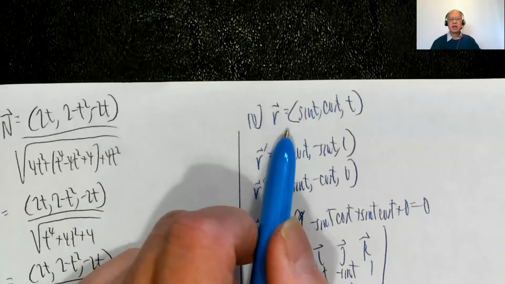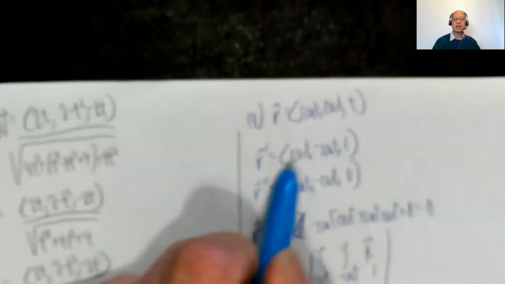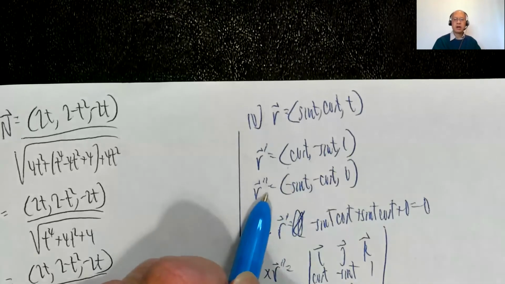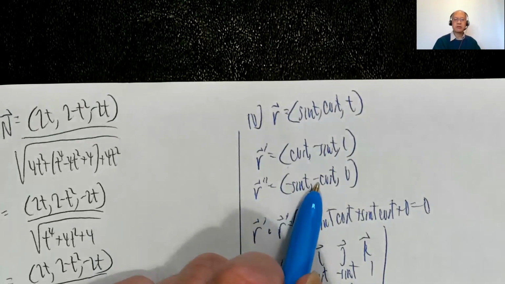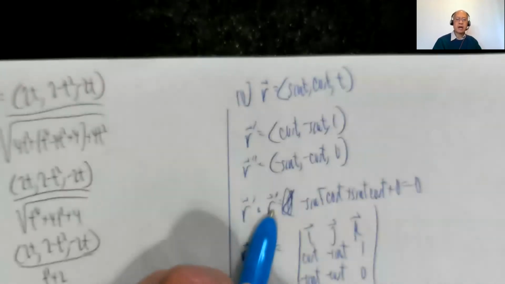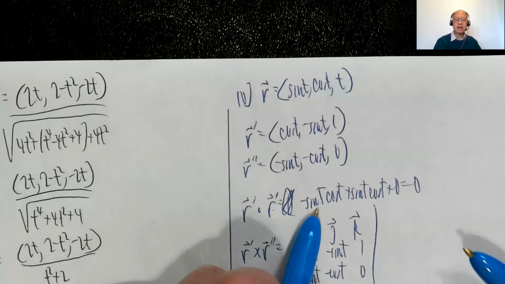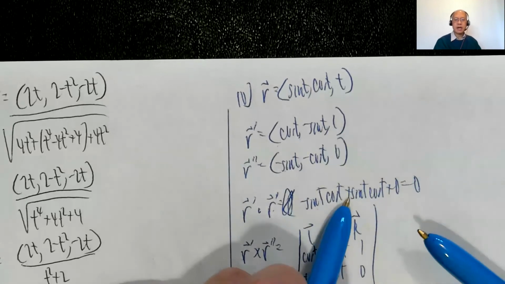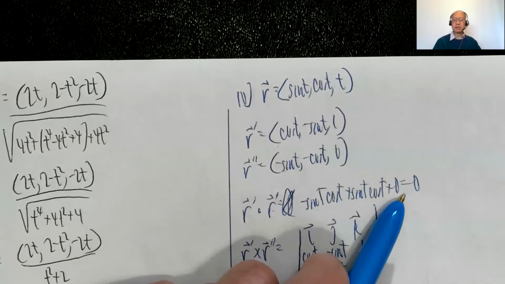And finally, number 10, here's r. r prime is cosine t, negative sine t, 1. r double prime is negative sine t, negative cosine t, 0. Their dot product is that times that, plus that times that, plus that times that, which comes out to be 0.